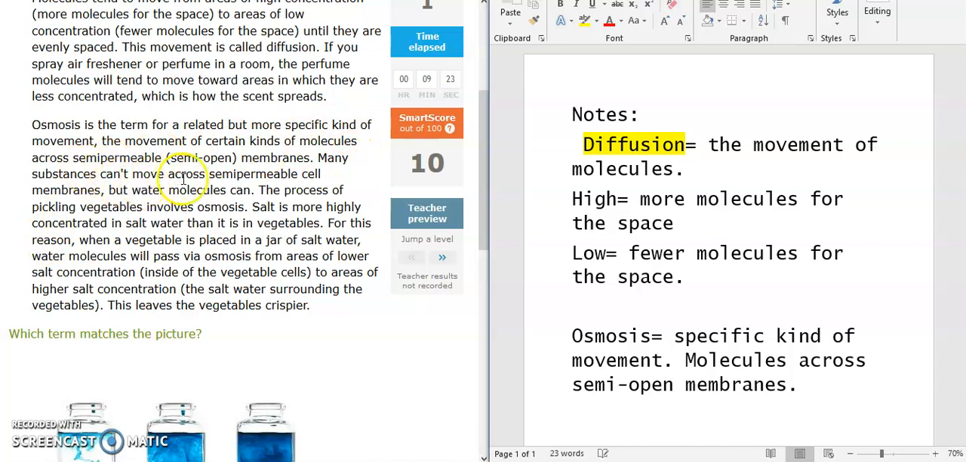Many substances cannot move across semi-permeable cell membranes, but water molecules can. So I'm going to put in here, water can do this. So water can do osmosis. The process of pickling vegetables involves osmosis. Salt is more highly concentrated in salt water than it is in vegetables. For this reason, when a vegetable is placed in a jar of salt water, the water molecules will pass via osmosis from areas of low salt concentration inside the vegetable cells to areas of higher salt concentration, the salt water surrounding the vegetables. This leaves the vegetables crispier.